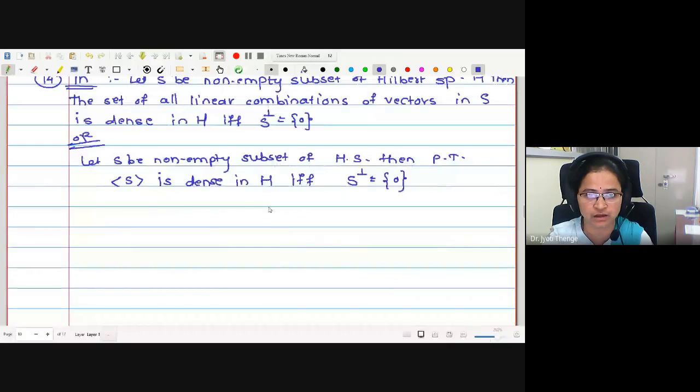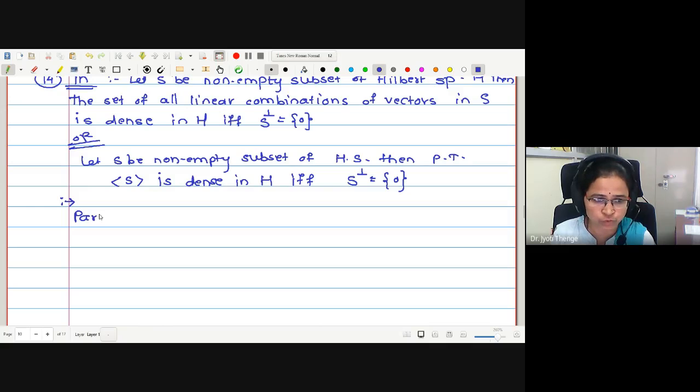Let me make full screen. Okay. Therefore, the theorem we want to prove is in two parts. If and only if statement is given to us. The statement says that for any non-empty subset S of a Hilbert space, the span generated by S is dense in H. What do we mean by dense in H? If we want to prove any subset, suppose A, dense in R, then what we are writing? A bar, closure of A, is equal to R. Likewise, here also we will do the same thing, dense in H. This is if and only if S perp, that is the orthogonal complement of the given set, is singleton 0.